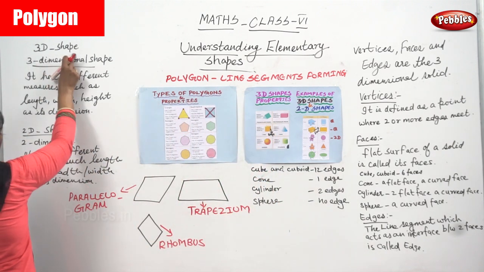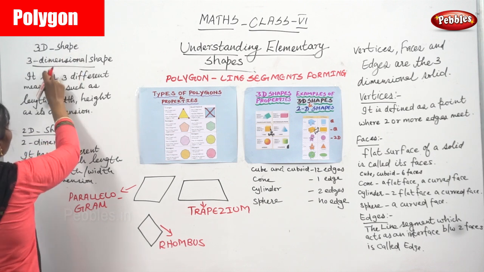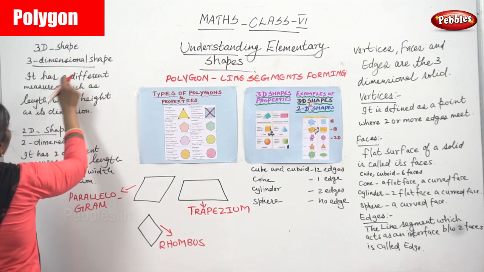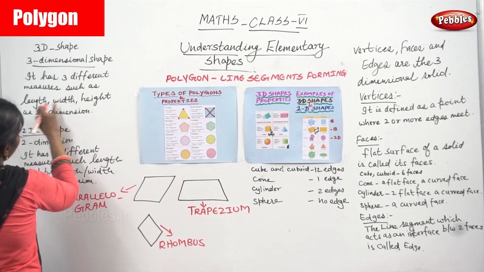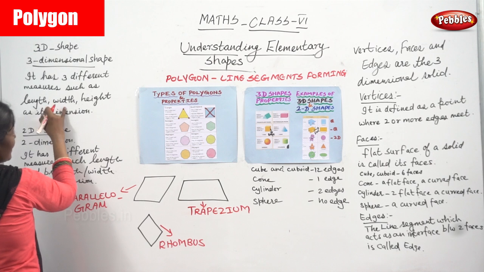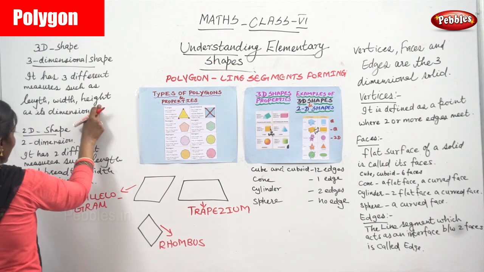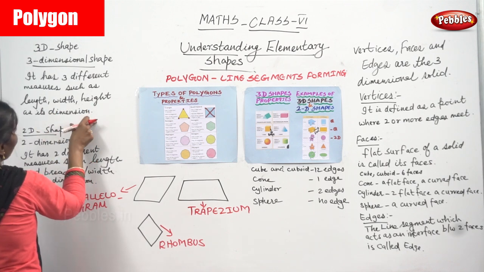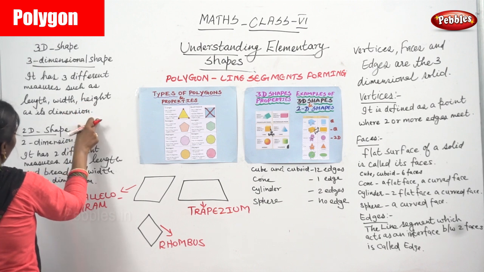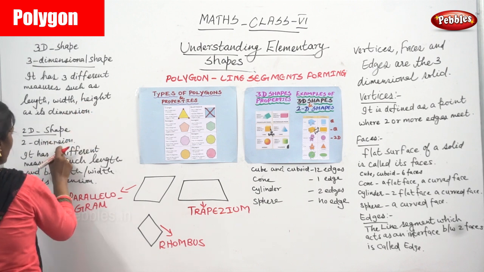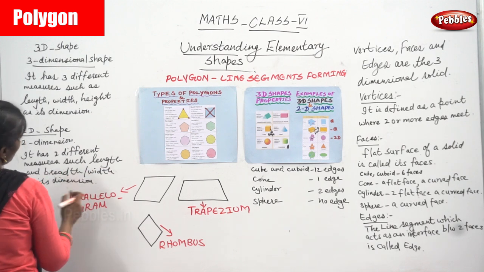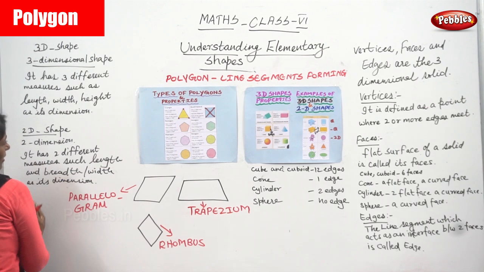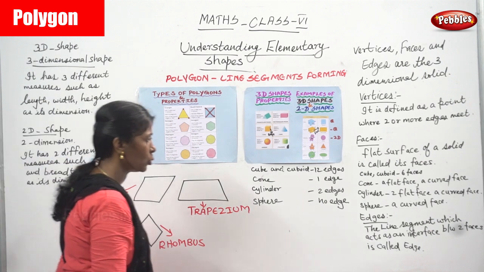A 3D shape means a three-dimensional shape. It has 3 different measures, such as length, width, which is breadth, and one more, height, as its dimensions. That is what we call a 3-dimensional shape. A 2D shape is a 2-dimensional shape. It has only 2 different measures, length and breadth, except height.